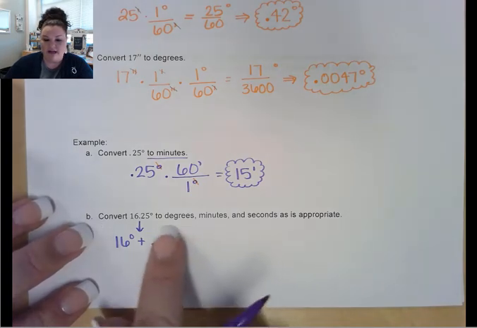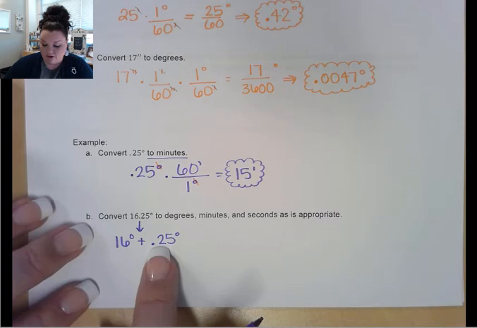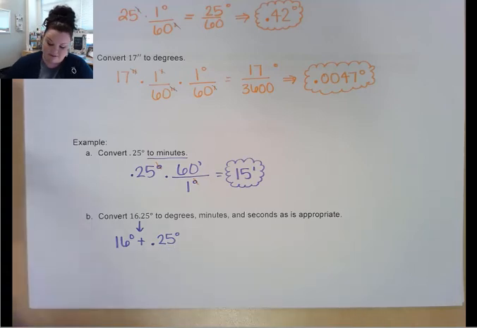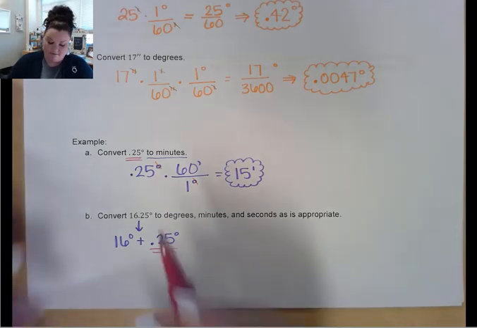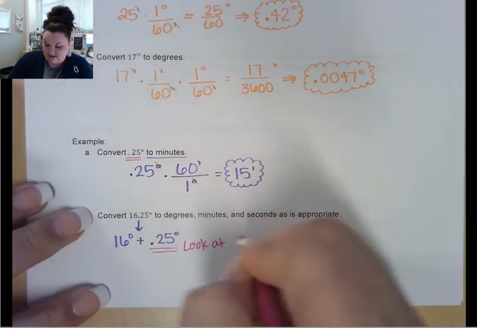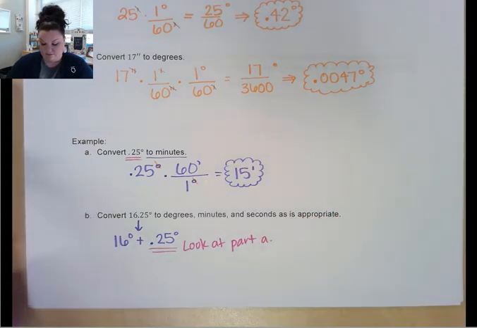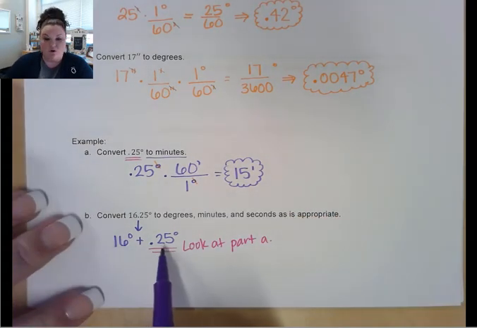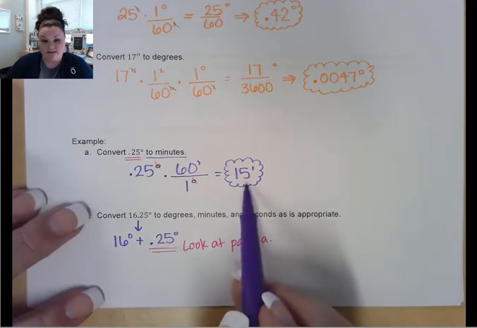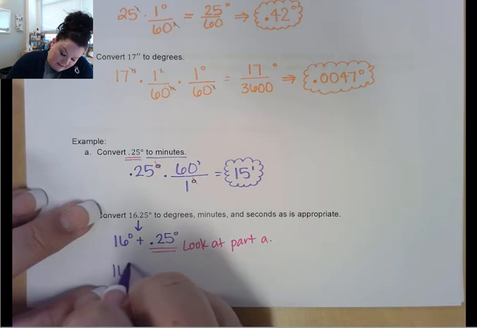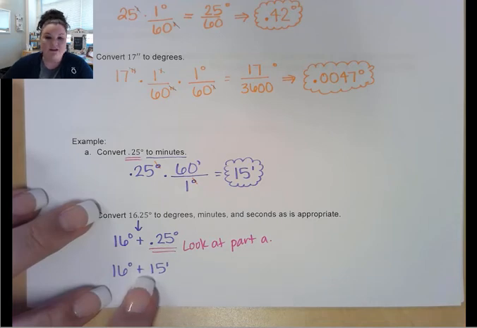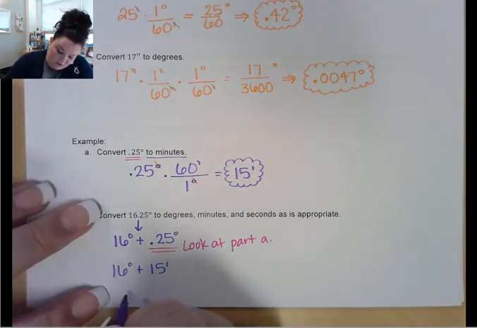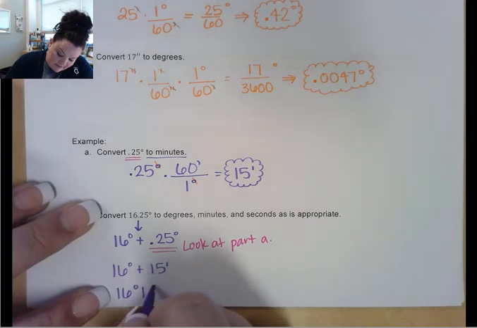And in order to convert that, I would just need to multiply by a ratio that takes me from degrees to minutes, right? Luckily, this is exactly what we just did in the previous problem. Look at part A that we just did. We just figured out that a quarter degree is the same as 15 minutes. So this gives me 16 degrees plus 15 minutes, just using our work from above. And then we don't want to leave it with the plus sign in there, so we're going to write this as 16 degrees, 15 minutes.